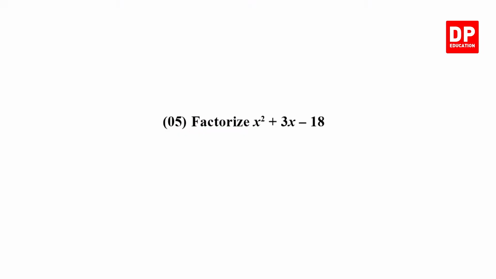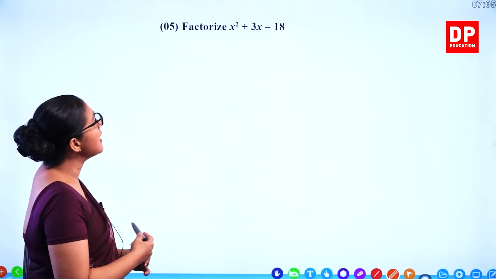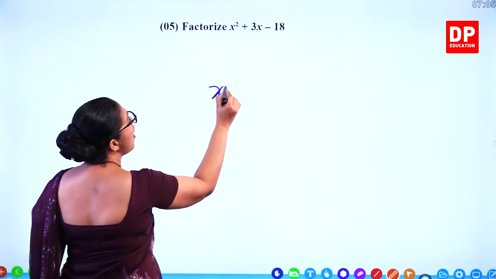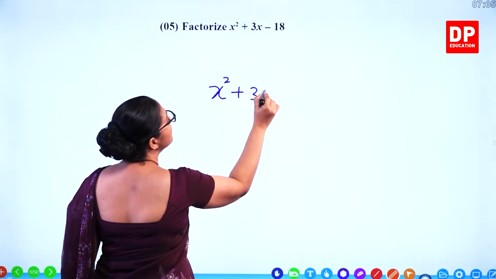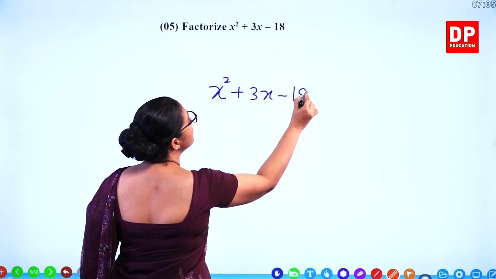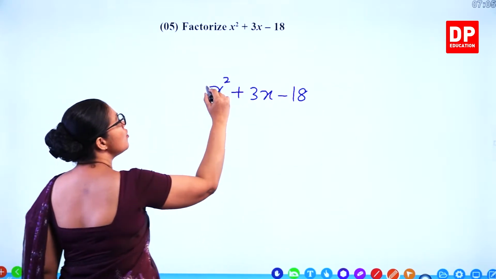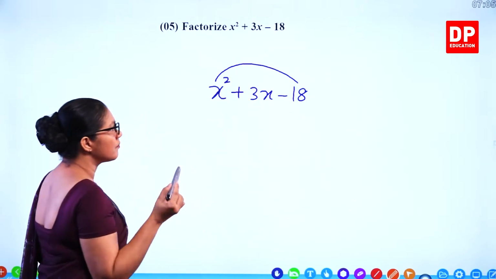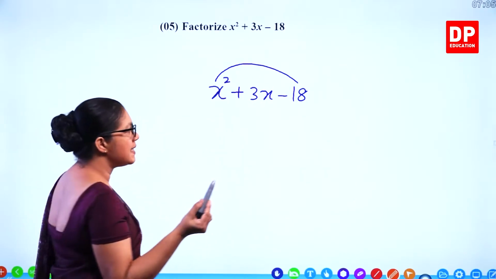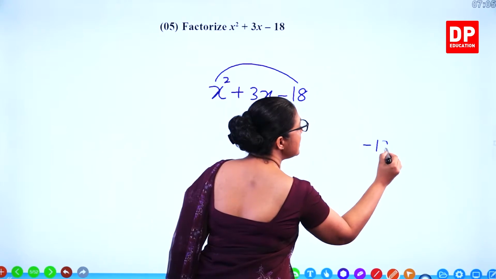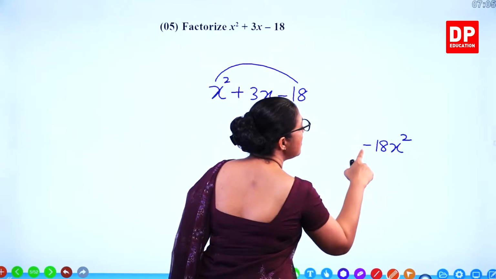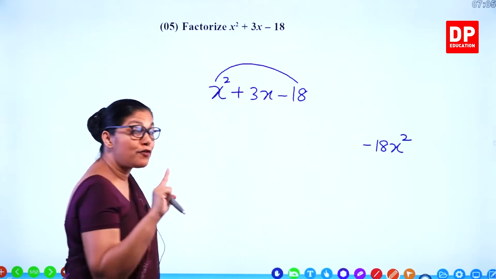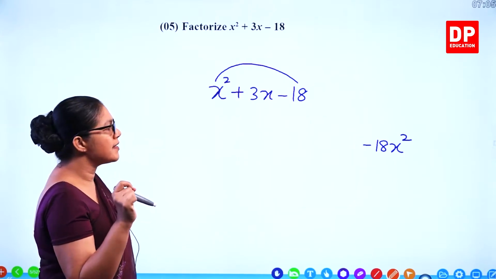Question number 5. Factorize this quadratic expression. So how do you do that? Whatever the numbers are, you multiply first these two. So 1 times minus 18, that is, minus 18x squared you are getting. Then when this is minus, you have to think about taking the difference.